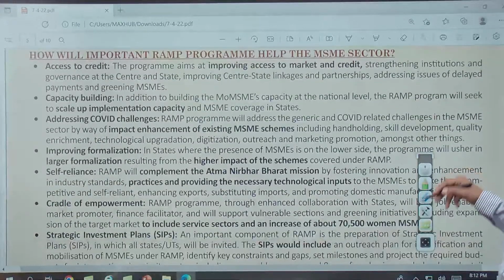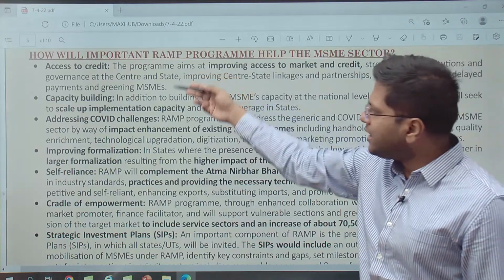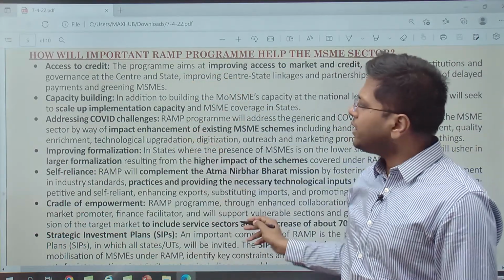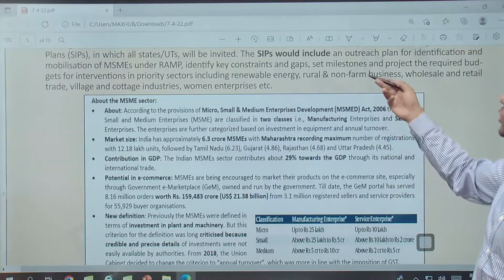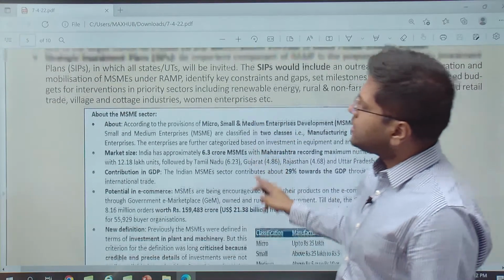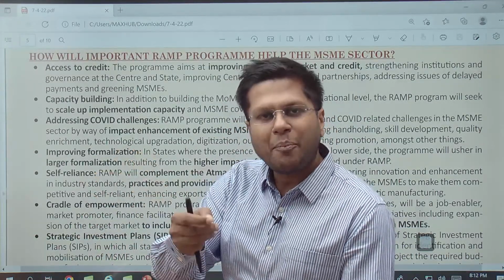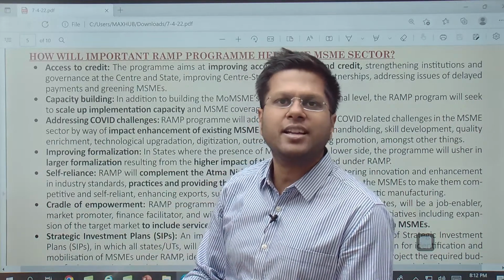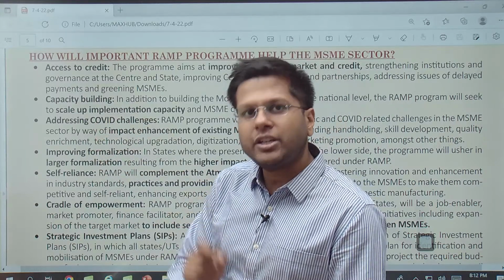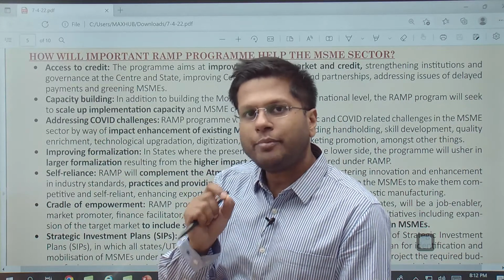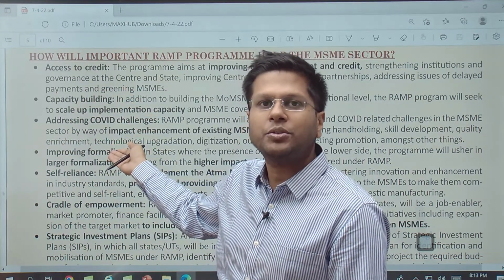How will RAMP help this scheme? So access to credit, capacity building, addressing the challenges of COVID, all of them, self-reliance, empowerment, strategic investment plans. Use all these examples. Yeah, the points that I mentioned now, if you can pick up only the headings and give an example with the name of the scheme, your answer is done. A huge chunk of this will be done. And when we speak of growth of the manufacturing sector, this MSME growth is also an important part of manufacturing growth, right?